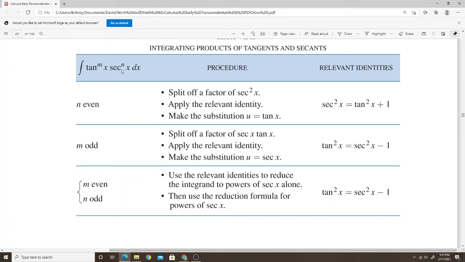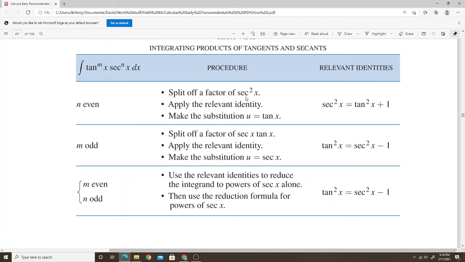If n is even, so if the power on secant is even, whether m is even or odd, it doesn't matter. As long as n is even, what you're going to do is split off a factor of secant squared. So not just secant, but secant squared. Obviously, if it's a secant squared, you're already done. If it's a secant to the fourth, you're going to factor it as secant squared times secant squared. If it's a secant to the 12th, you're going to factor it as secant to the 10th times secant squared, right? You want to split off a factor of secant squared.